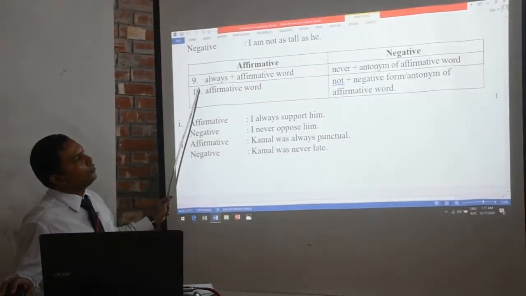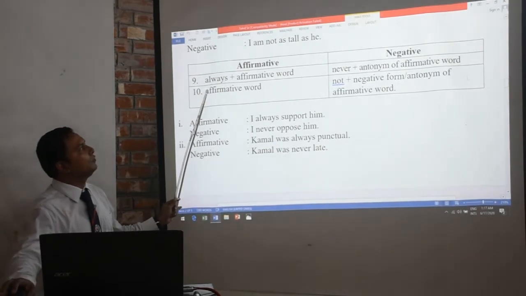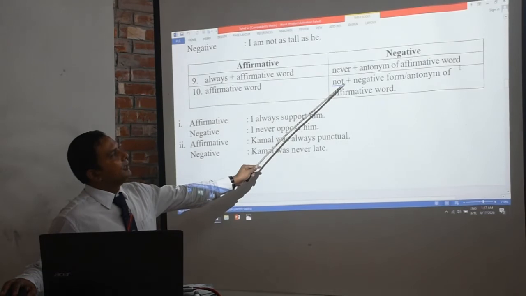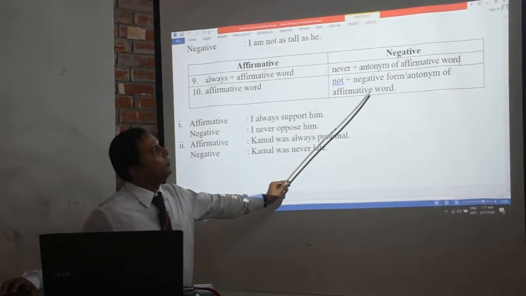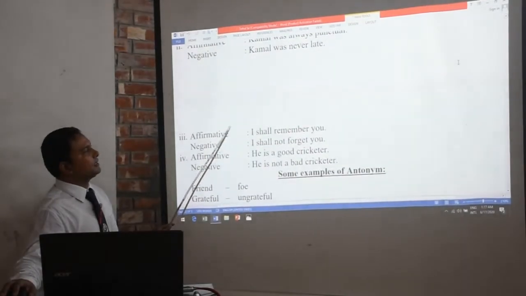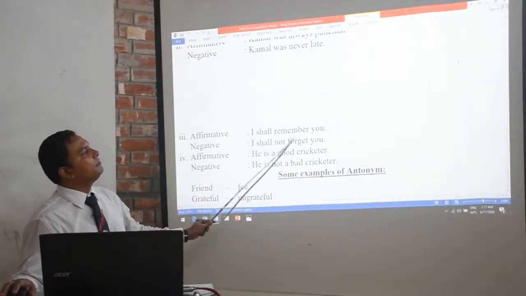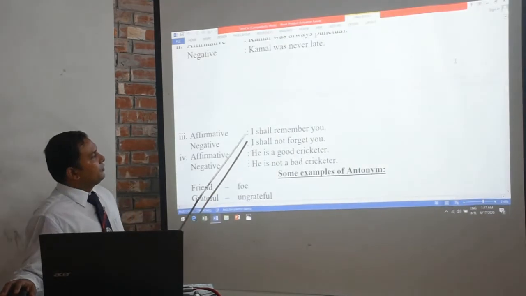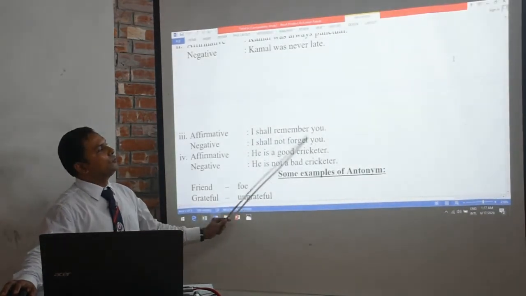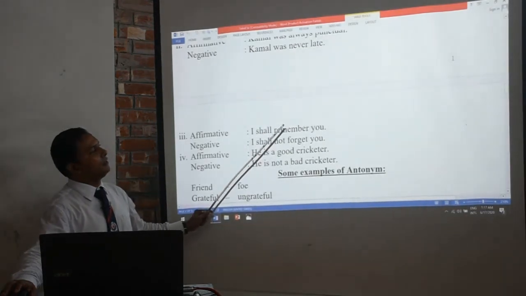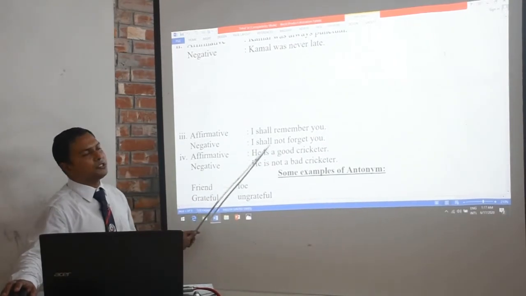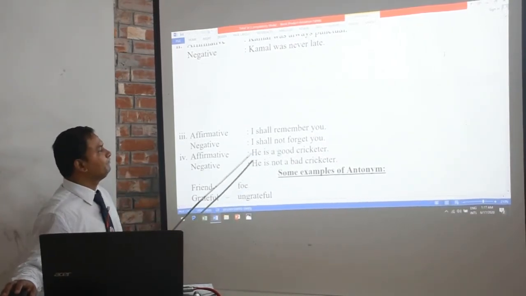If there is no indication of a previous rule, and you see only an affirmative word, you have to use not, and the negative form or antonym of the affirmative word. See an example. I shall remember you. So you have to use not. I shall not forget you. The opposite word or antonym of remember is forget. So the answer is, I shall not forget you.